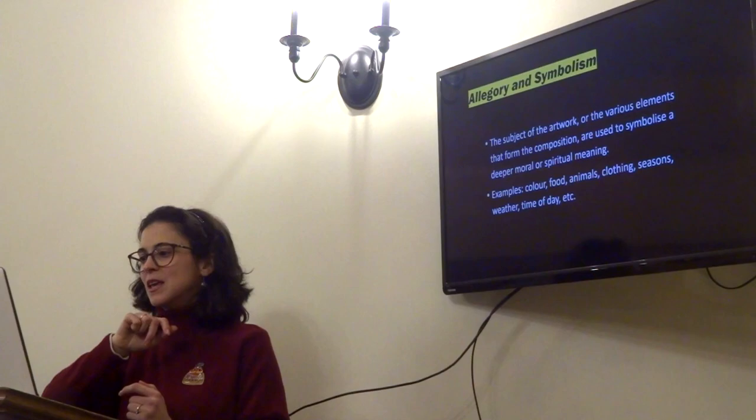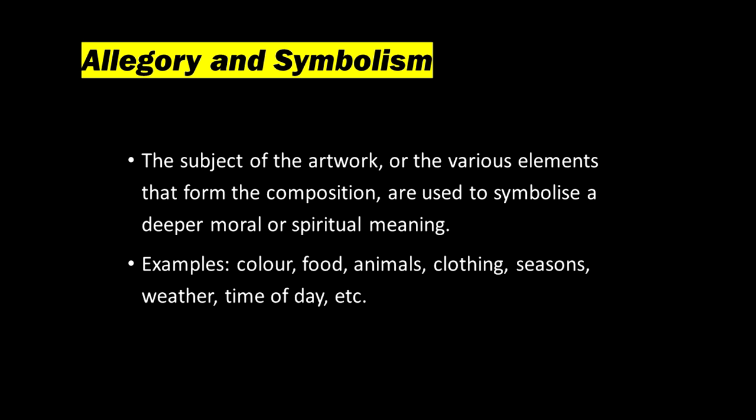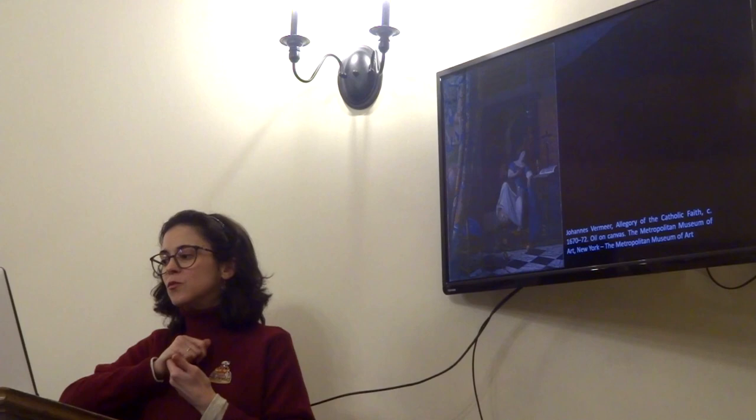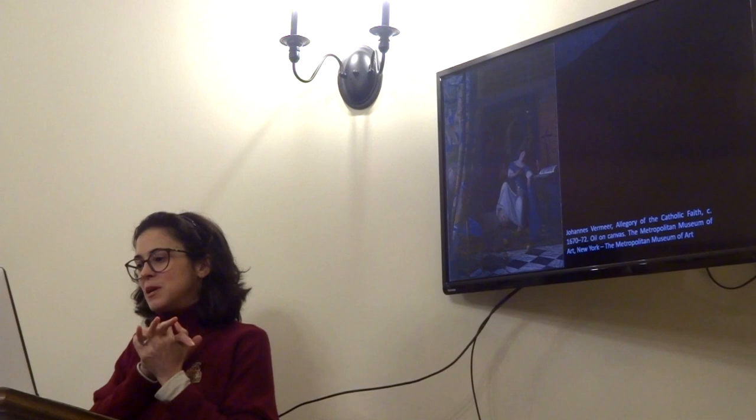And finally, there is allegory and symbolism. So the subject of the artwork, or some elements in the artwork, are used to symbolize a deeper moral or spiritual meaning. It can be anything. It can be food, it can be color, as we've seen, it can be certain clothing, the season, the time of day, anything. And we brought you this Allegory of the Catholic Faith, by Vermeer, to finish.